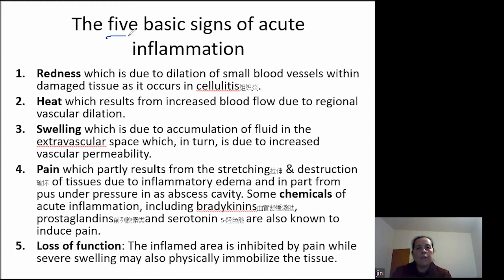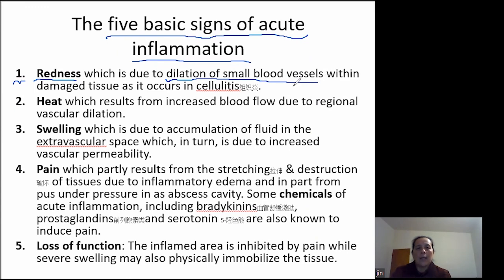So we have 5 basic signs for acute inflammation, like clinically. What happens in acute inflammation? Firstly, there is redness, because we're talking about blood vessels dilating. It's the tiny, small blood vessels that dilate.